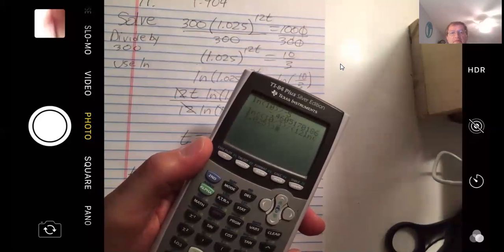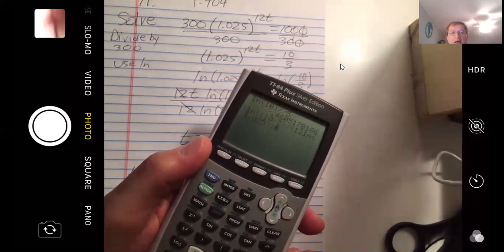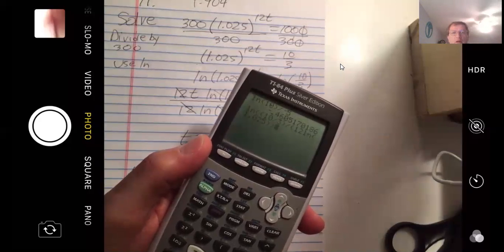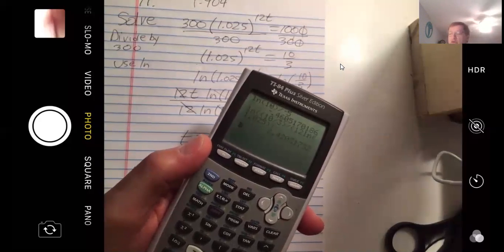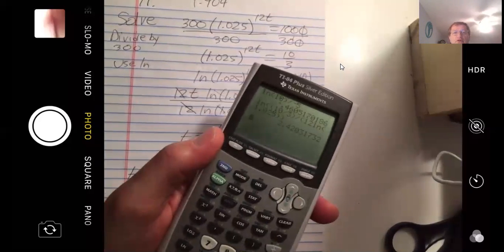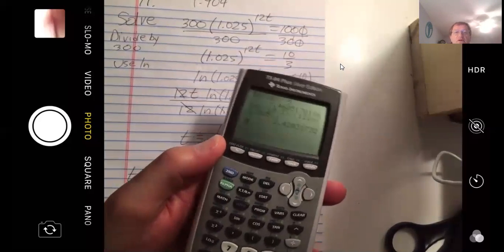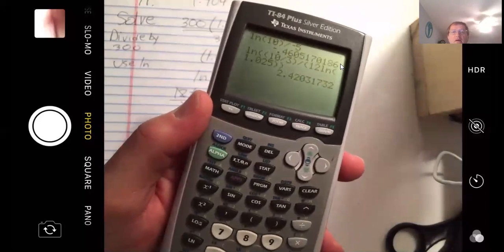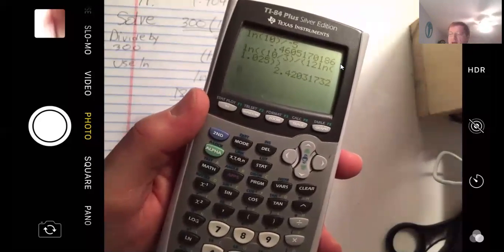It'll give an error if the parentheses aren't matched, but I'm thinking and hoping that that will actually work. I'm getting 2.4203. 2.42. There we are. 2.4203.